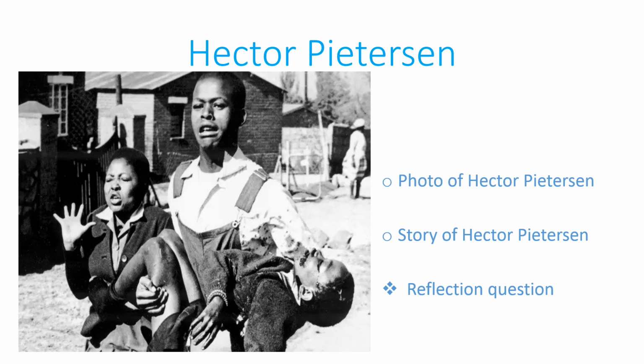Our next slide, we have the photo of Hector Peterson. The story of Hector Peterson: Hector Peterson, a 13-year-old student, was shot and killed by police during the Soweto uprising on June 16, 1976. An iconic photograph of him being carried by Mbuyisa Makubo with his sister Antoinette Sithole running alongside became a powerful symbol of the uprising and the brutality of the apartheid regime.